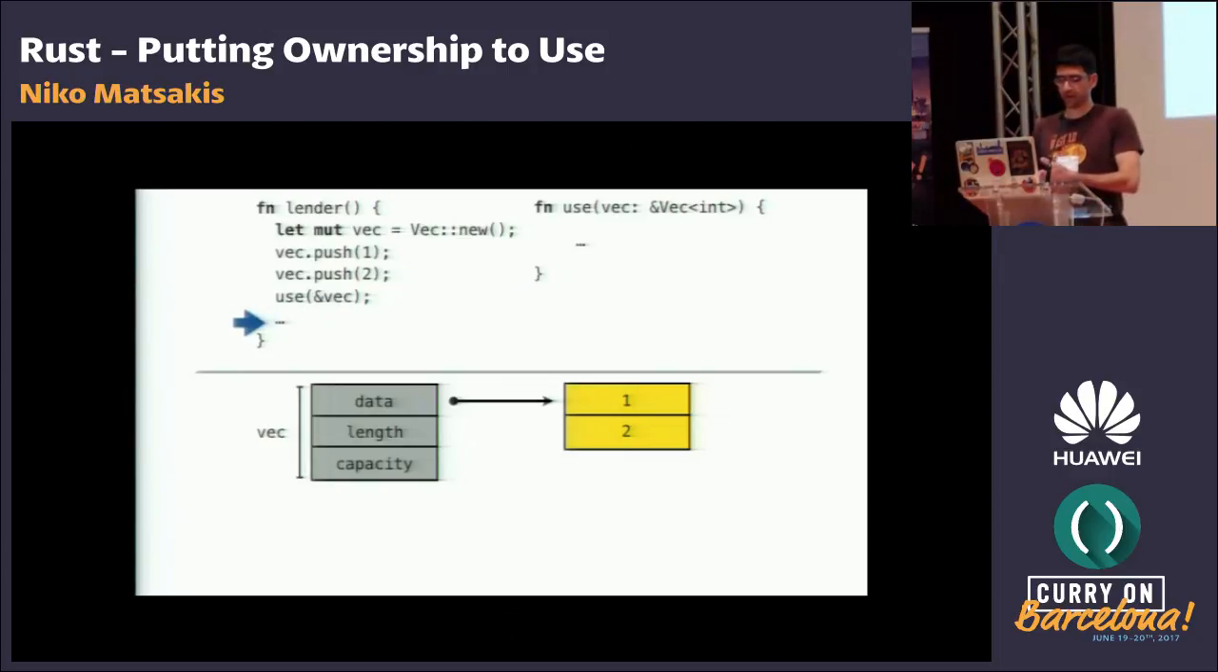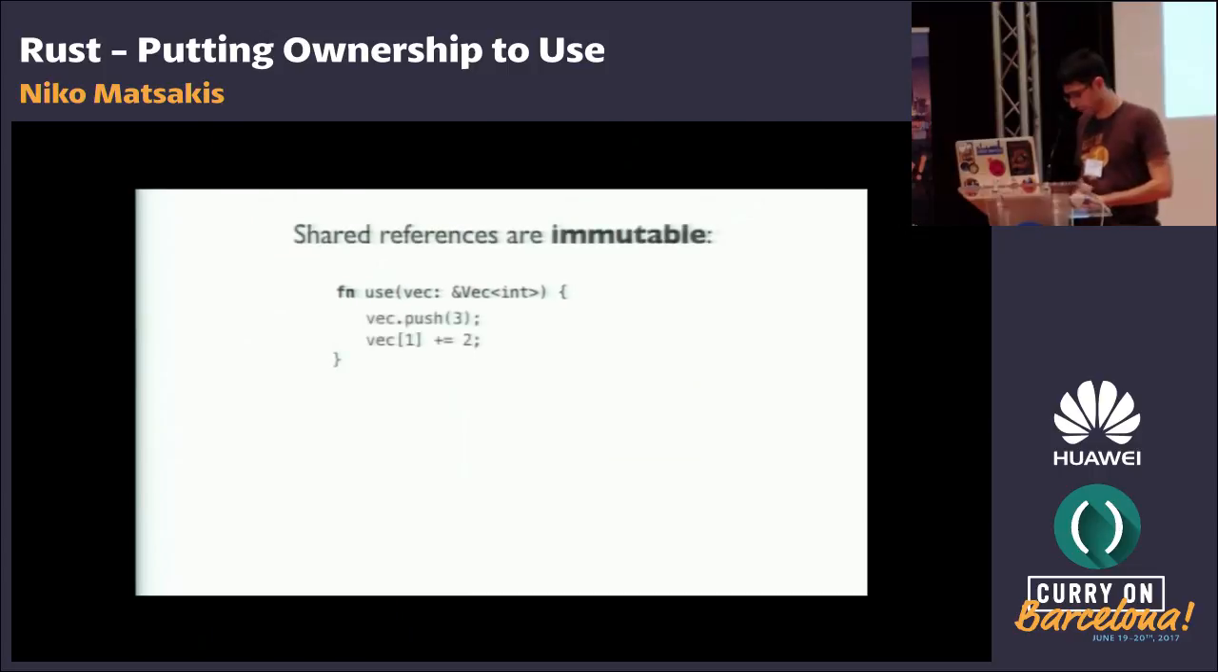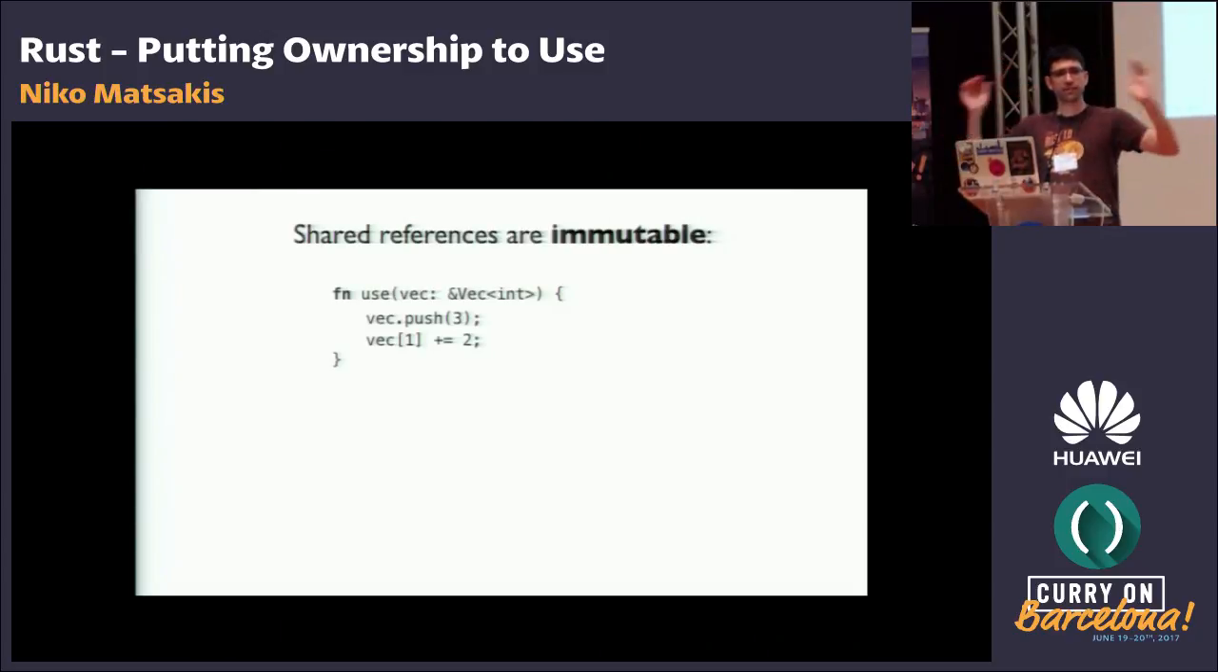At this point, since we only lent the data out, we still have access, and we can go on and use vec some more afterwards. So the trick is, I call them shared references because you can copy them. If you have one shared reference, you can make many copies of it, and they all refer to the same data. That is the aliasing part. That implies that we shouldn't allow mutation, and indeed we don't.